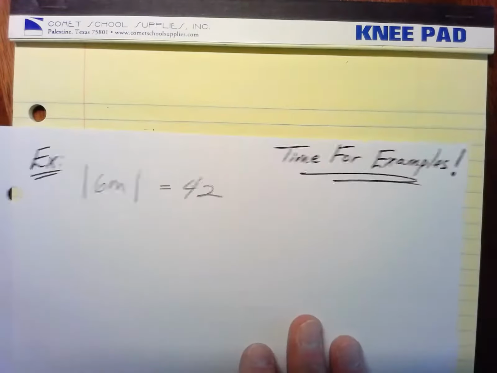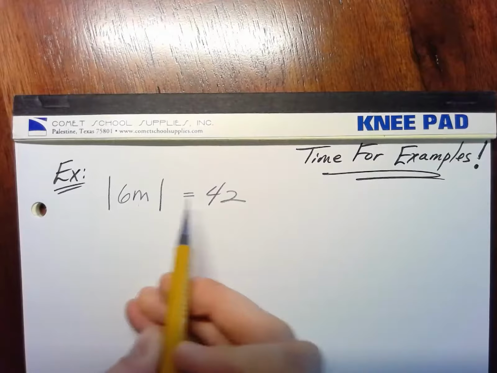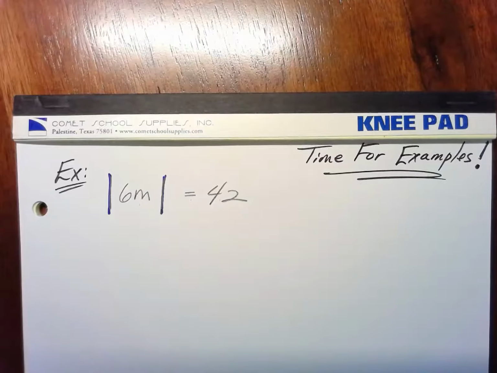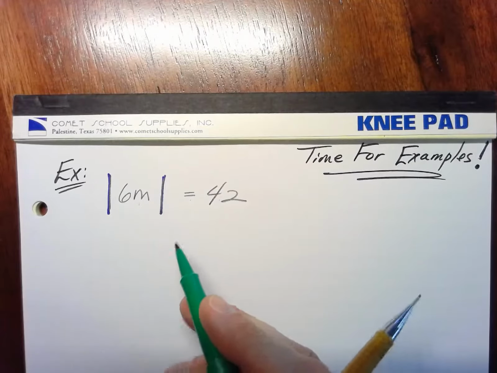So it is, of course, time for examples. So let's look at this one. The absolute value of 6m equals 42. So the absolute value is already solved for. Notice this is what we're trying to solve for here. We're trying to isolate the whole absolute value, and then we split it into two cases. I'm going to use green to split into my two cases, and then I'll use red to show the steps like we usually do.